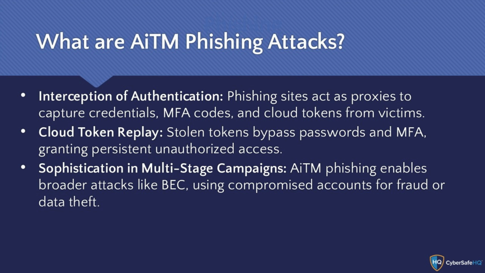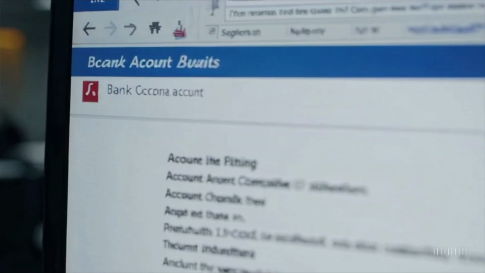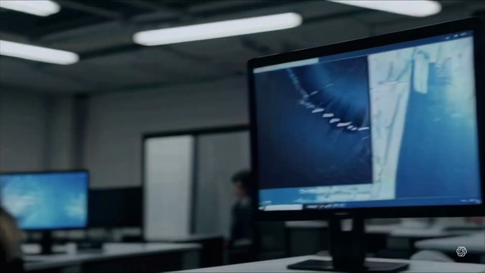3. Sophistication in multi-stage campaigns. AiTM phishing attacks are often the entry point for broader campaigns, such as business email compromise, BEC, where attackers use compromised accounts to carry out financial fraud, data theft, or lateral movement within the organization.